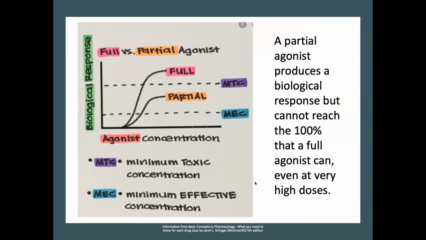Now let's talk again about a partial agonist, because we talked about full and we talked about partial. A full agonist is going to give you that huge full biological response. A partial agonist will never give you as much of a response as the full. It just can't. No matter how high the dose is that you give, that partial is never going to get there to the full. Both will exceed the minimum effective concentration, but partial will never ever get anywhere near the minimum toxic concentration.